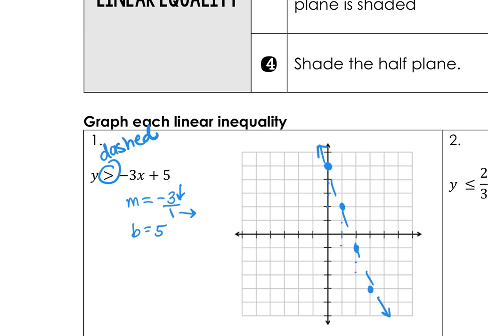Yes. What does it mean? Like, what's the difference between a solid line and just that? Why do we have to? Because the dashed line would show that this point right here is not actually a solution to this. If I plug in 1 for x, -3 times 1 is -3, plus 5 is 2. Well, 2 is not greater than 2. That's not a true statement. They're equal. So that's why we have this dashed line, because these points aren't actually included as part of the solution. Oh, okay.